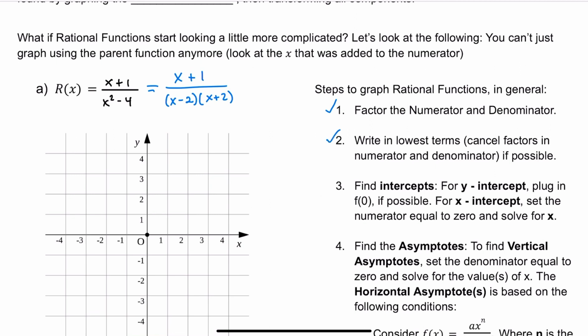Number 2 is write in lowest terms. In other words, cancel factors in the numerator and the denominator. Okay. So in this particular case, there's no x plus 1 that can be canceled at the top and the bottom. So number 2 is actually done.